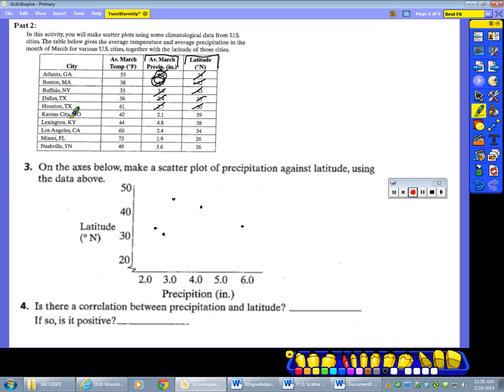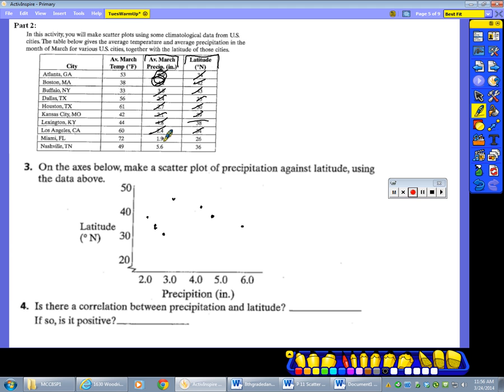All right. Kansas City, 2.1. So 2.1 is just barely past 2. For precipitation, we're going to go up to 39, so it's about right here. All right. Lexington, we've got 4.8. So 4.8 would be way down this way and up to 38 degrees north latitude. And so I've done those. Los Angeles, 2.4. So that's kind of right here in the middle. And we're going up to 34, so that'd be, I guess, right about there.